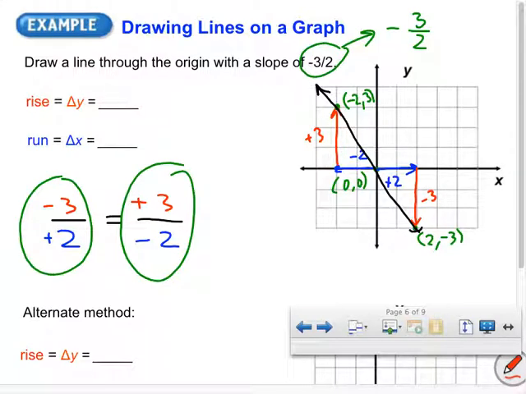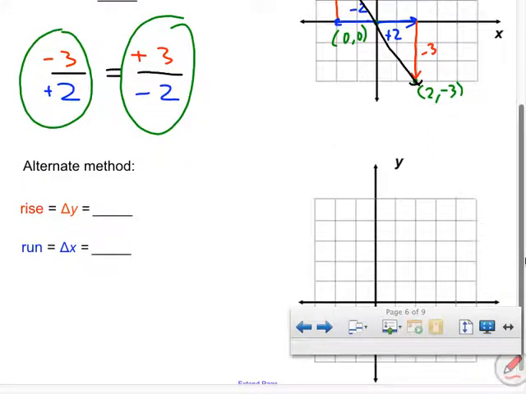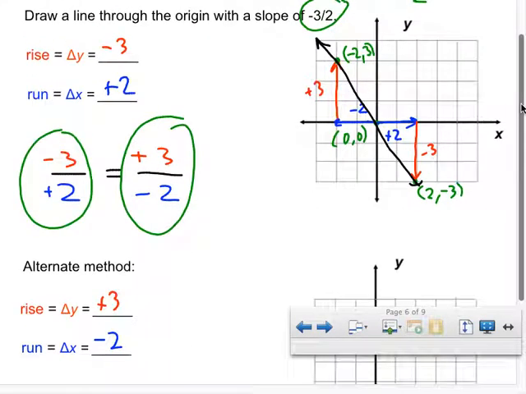Okay. So I could have said minus 3, positive 2. And then the alternate method down here, we just did that, positive 3 and negative 2.